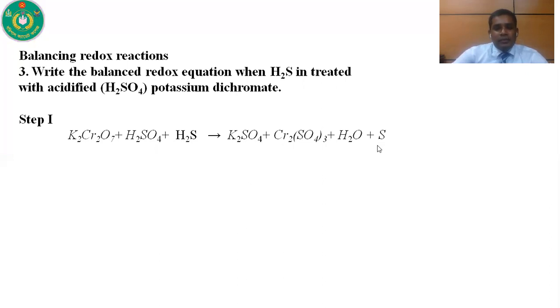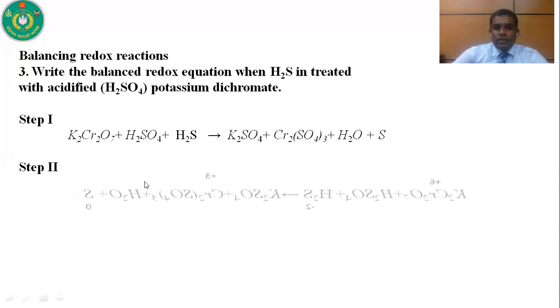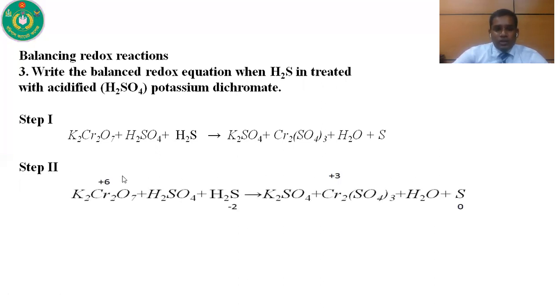So like the previous equation, in step 2, we need to find out the change of oxidation number. In potassium dichromate, the oxidation number of chromium is +6, and in the product, the oxidation number of chromium is +3. So there is an oxidation number change. And in hydrogen sulfide, the oxidation number of sulfur is -2, and the oxidation number of sulfur in the product is 0. So we can see that for chromium and for sulfur, the oxidation number changes.